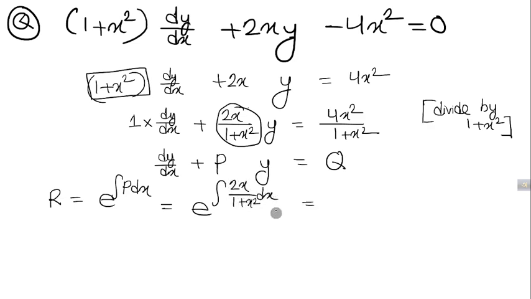So I think you are learning differential equations, so you know how to integrate this thing. If you integrate the above, you will have ln 1 plus x square, and as e and ln are opposite functions to each other, you can write here 1 plus x square, or think of it as e and ln cancelling out, leaving 1 plus x square. Okay, so you have found r.